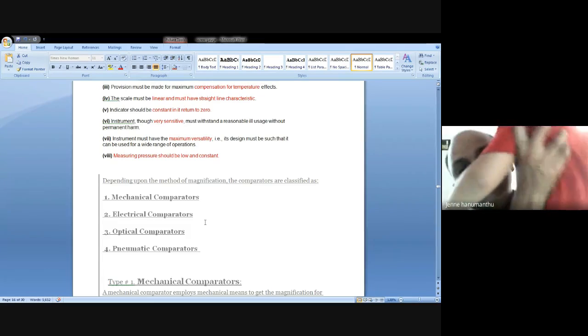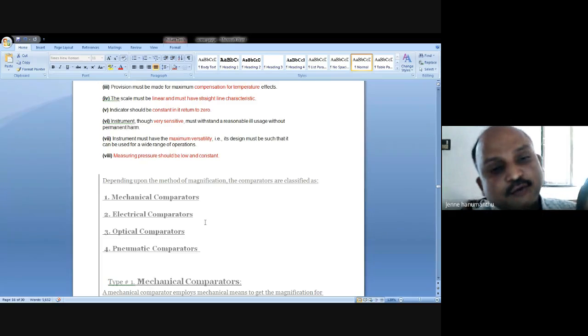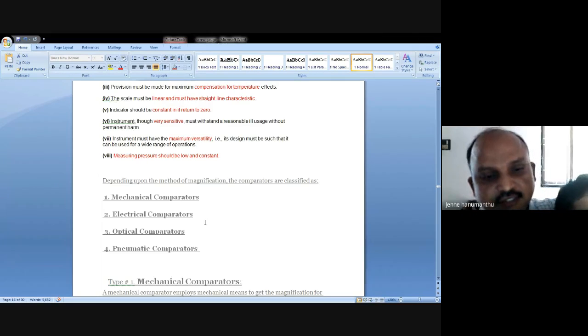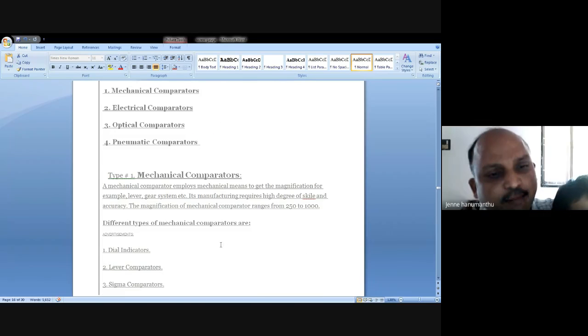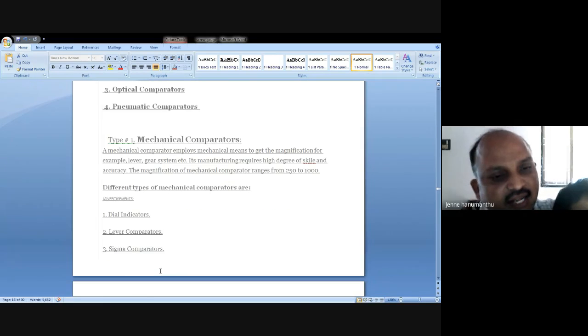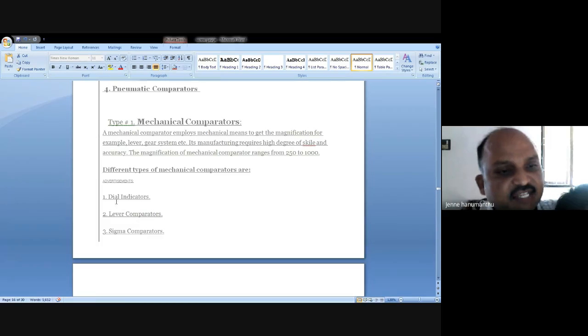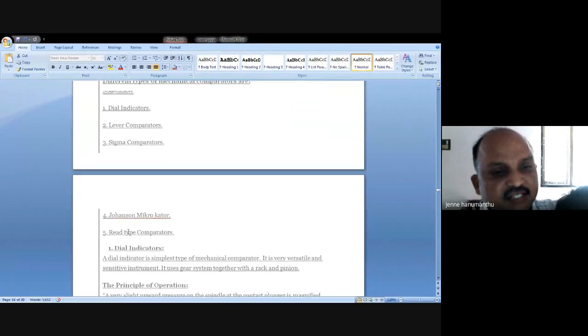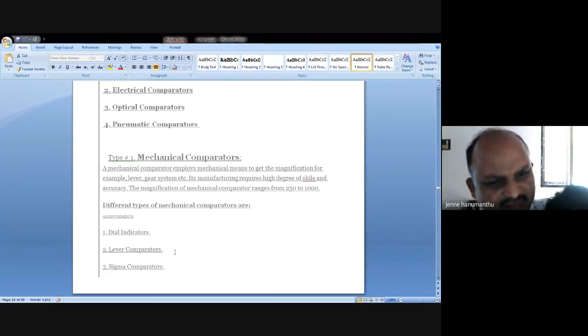Here we have mechanical comparators. So what is a mechanical comparator? For example, I am listing the number of comparators here: dial indicators, lever comparators, Sigma comparators, Johnson Mikrokator, Reed-type comparator. These are different types of mechanical comparators.